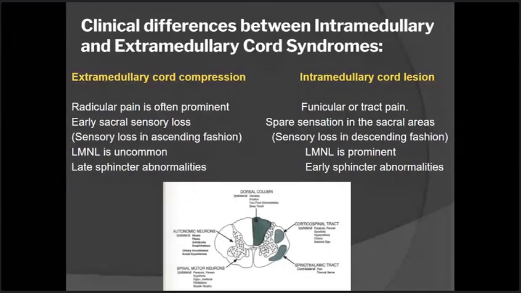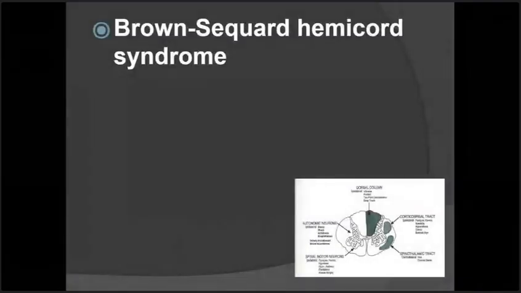So this is how we differentiate between extramedullary and intramedullary cord syndrome. There is a syndrome called Brown-Séquard hemicord syndrome. Although it's uncommon, it's very important to be mentioned. It may be extramedullary or intramedullary, but the most common cause of Brown-Séquard is surgical causes, trauma or spinal cord compression. There is hemi.